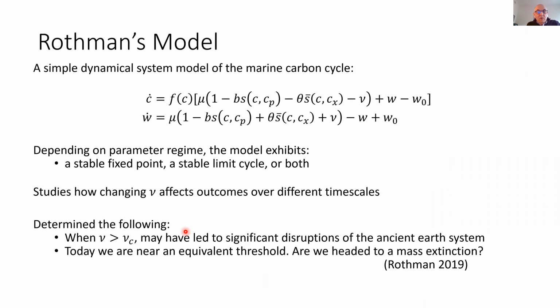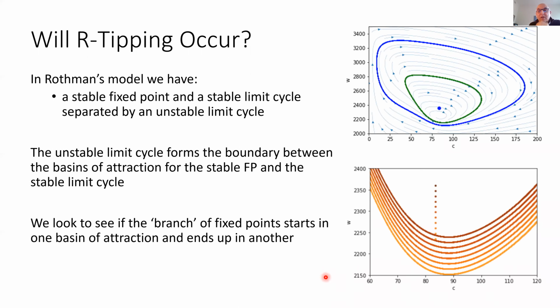So what Katie determined was, well, this was actually something Rothman talked about, that if nu is big enough, this could lead to significant disruptions in the ancient Earth system. So he left this rather provocative question, pointing out that we're now near an equivalent threshold, and are we headed therefore for a mass extinction? That's tongue-in-cheek, but I think he said that in the paper. So will our tipping occur?